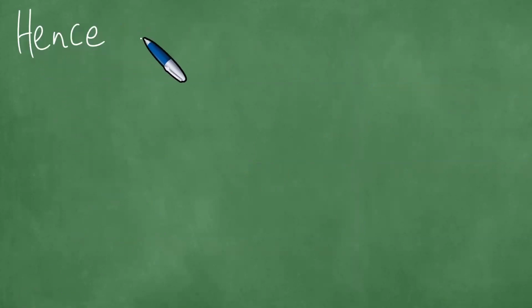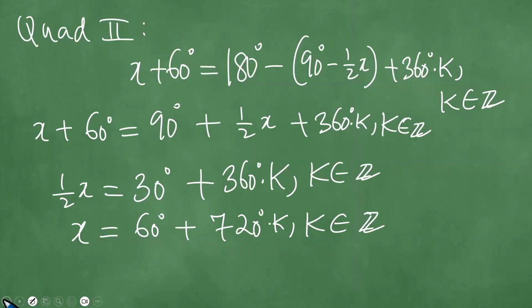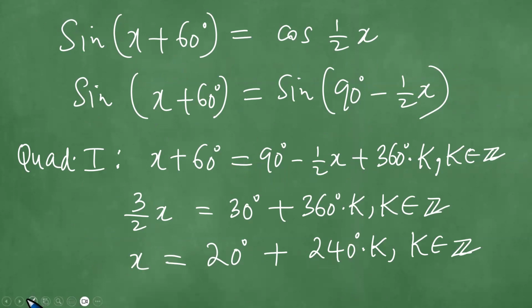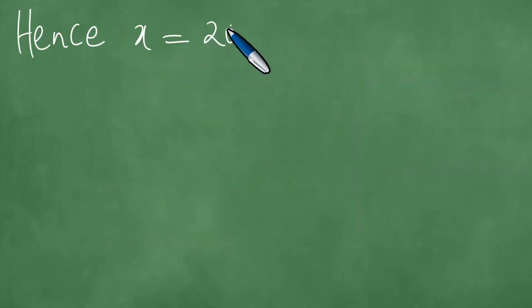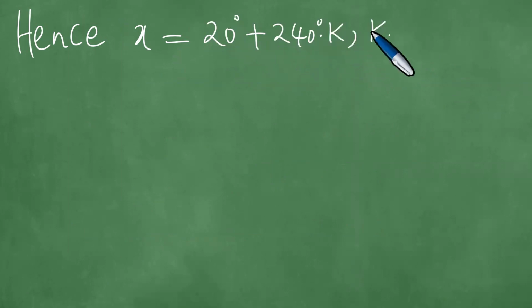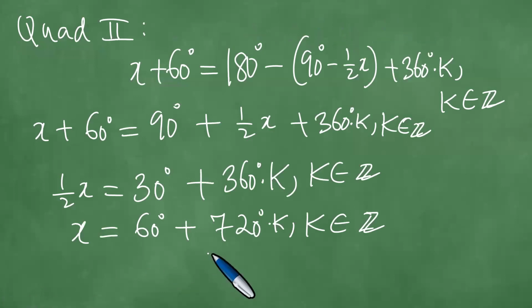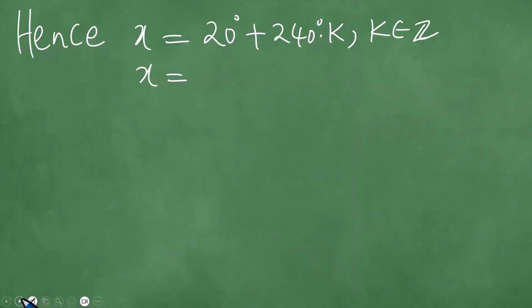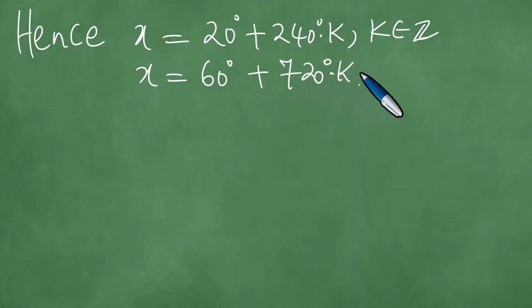And say therefore, hence we have x equals, in the first case, 20 degrees plus 240 degrees times k in Z. X is going to be, in this case, 60 degrees plus 720 times k in Z. So this is exactly 60 degrees plus 720 degrees times k in the integers.